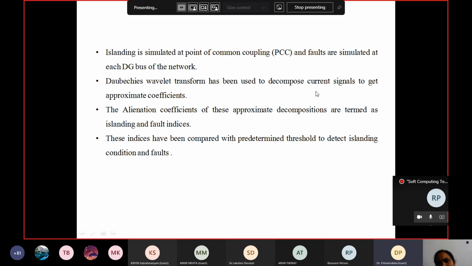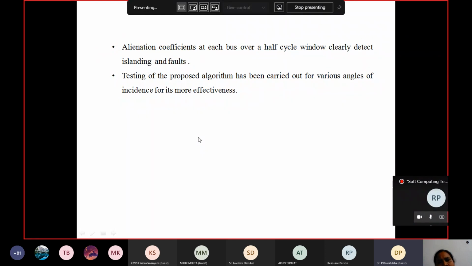Why decompose these current signals? In order to find the fault precisely and accurately, we have to decompose these current signals. From the decomposed current signals, we get approximation coefficients. From the approximation coefficients, we get correlation coefficients. Anti-correlation coefficients are nothing but alienation coefficients. I am using these alienation coefficients as islanding and fault indices in order to detect the islanding condition as well as the fault condition. Alienation coefficients at each bus over a half cycle window clearly detect islanding and faults.